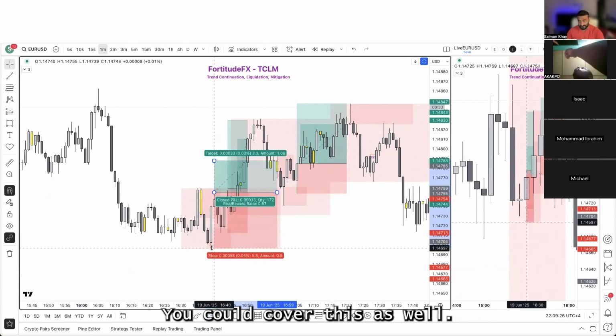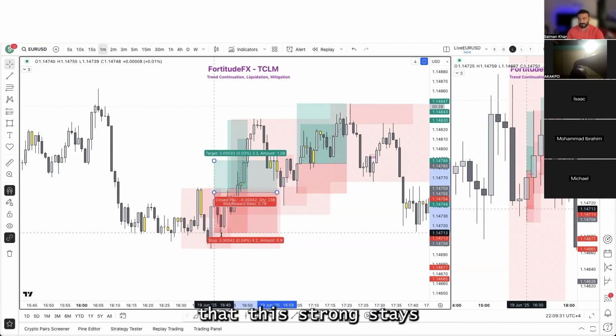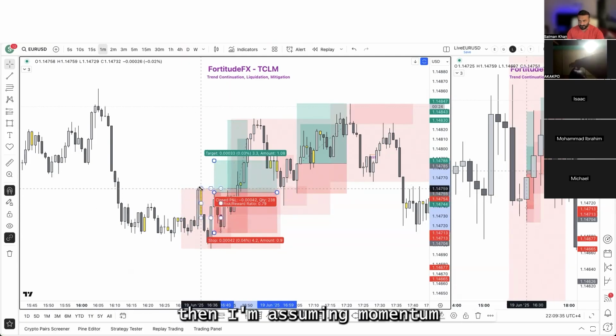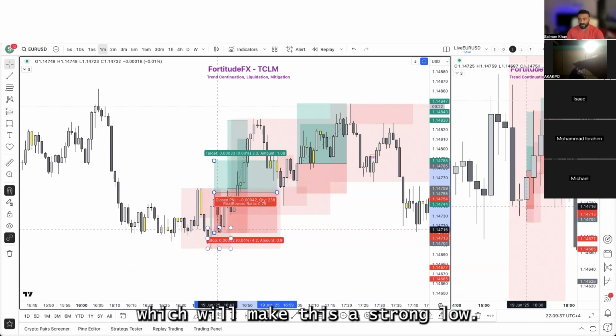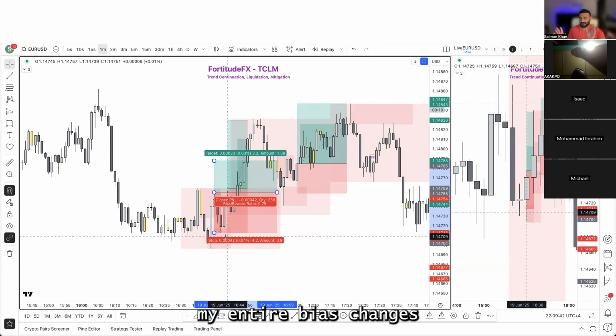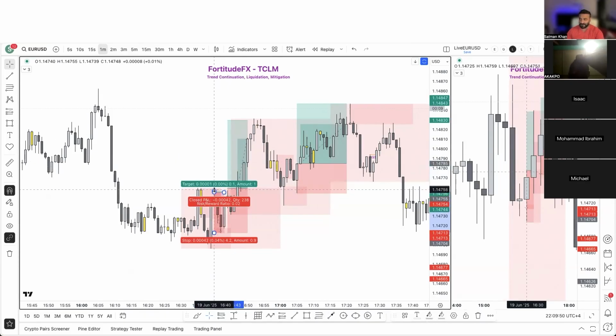You could cover this as well. It's up to you. It's a 5.8 pip then, but I'm anticipating that this strong low stays if this high gets broken. Because if this high gets broken, then I'm assuming momentum will break this high, which will make this a strong low. If this low goes, my entire bias changes because now price is going downwards, right? My entire trade narrative changes, and that is where the entry was.